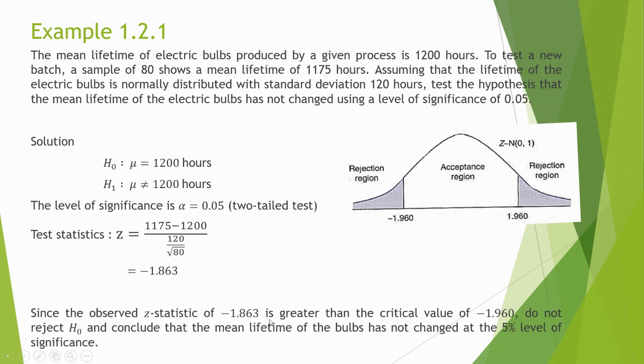Since it does not fall in the critical value, the rejection region, we cannot reject our H naught. Meaning that we will accept our H naught and reject our H1. Understand? Because this value, negative 1.863, is somewhere here, outside and far from the rejection region. So that's why we accept H naught.